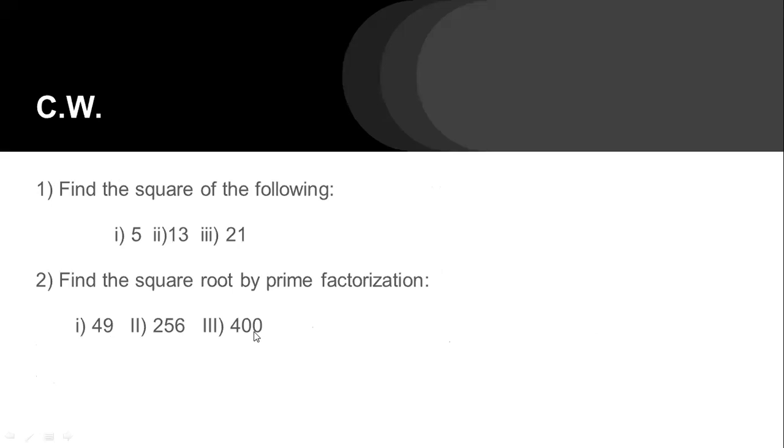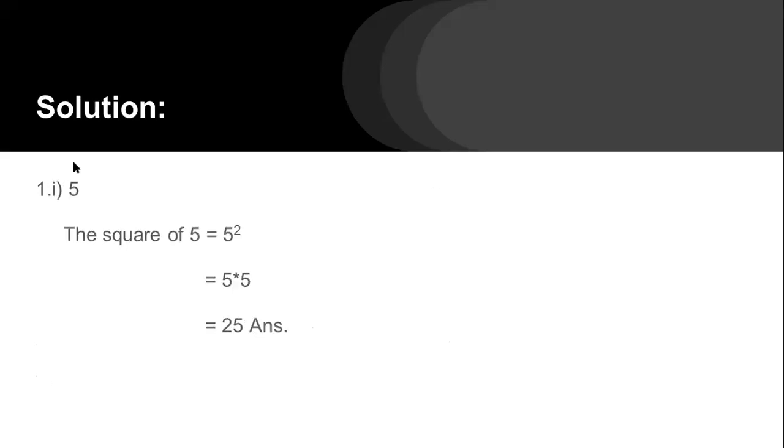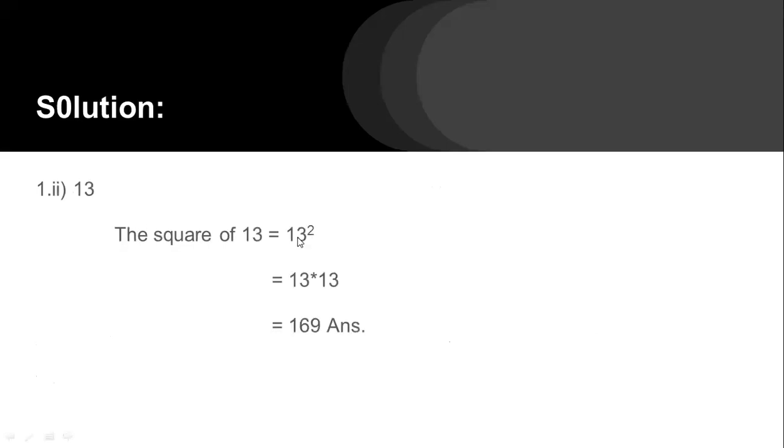When you find the square of 5, the square of 5 is 5 square, 5 into 5, that is 25. The next one, the square of 13 is 13 square, with 13 big and the power on top. Here 13 into 13 is 169. And now we move to the next one. When you find the square of 21, we have 21 square, 21 and 21, and it will be 441, when you multiply 21 by 21.